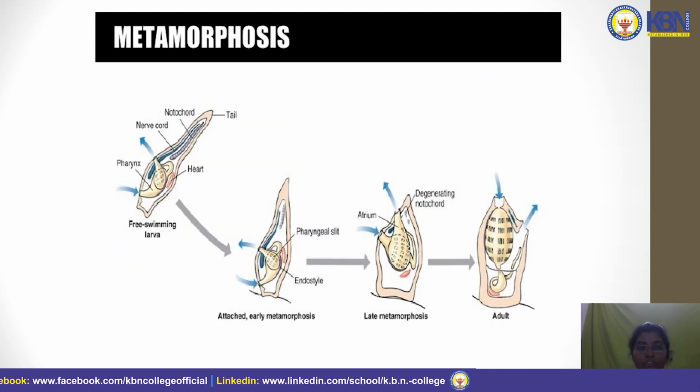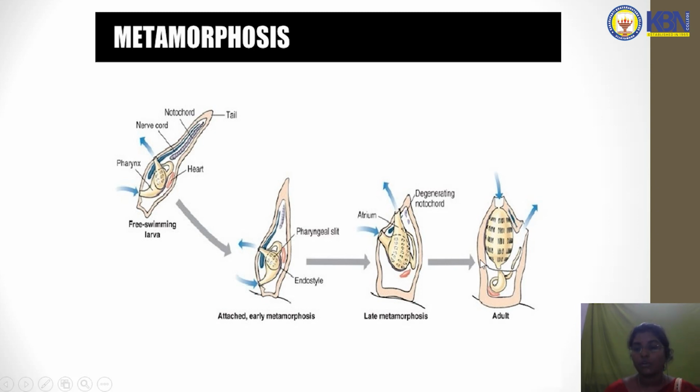This is the metamorphosis. First one is a free swimming tadpole larva, and next it is attached to the substratum with the help of adhesive papillae. After the metamorphosis changes, it is the later metamorphosis. After late metamorphosis, it converts into a completely adult Herdmania.